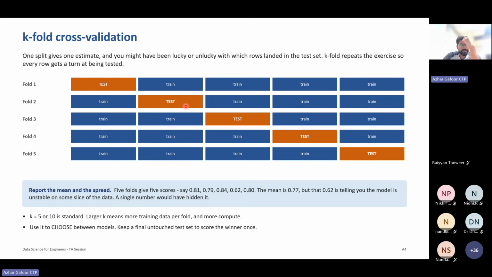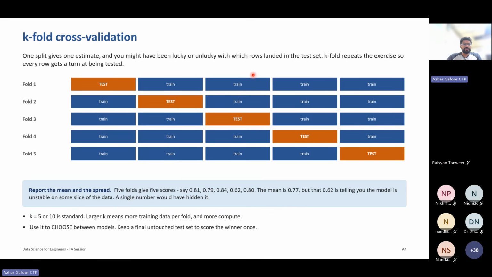Now let's see k-fold validation. Sometimes we may not have enough data to keep aside for testing. Let's say we have 100 data points, and 20 we kept for testing and the remaining 80 for training. One split gives one estimate, and we may not know which data has landed in the test set or which has landed in the train set.